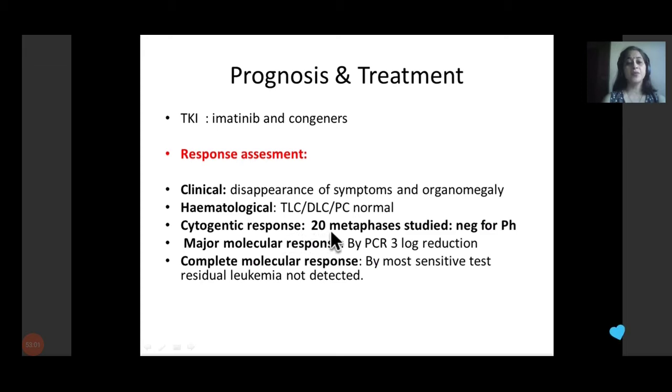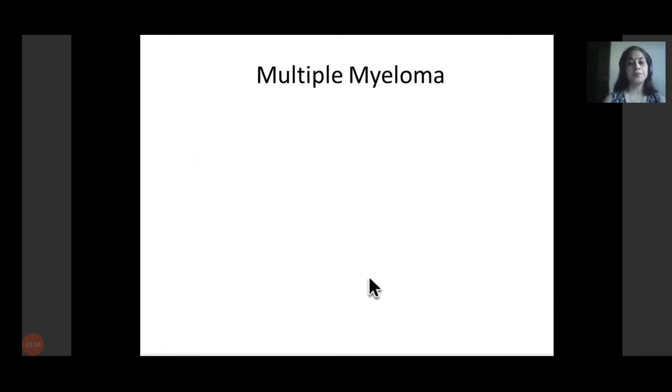And if the cytogenetic response is seen, which is seen in the 20 metaphase studies, they should be negative. It's a good response. Major molecular response is done by the quantitative RT-PCR. The 3-log reduction of the PCR is considered MMR, that is a major molecular response, and CMR, the complete molecular response, the most sensitive test by doing the residual disease assay, which could be again RT-PCR, the quantitative one, or by a high resolution MRD by the flow cytometry.